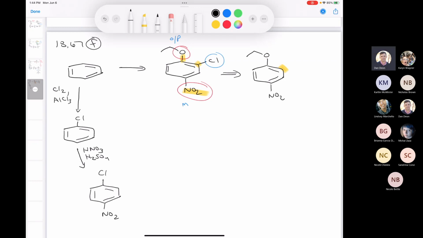What was the requirement? You've got to have a nitro group, something strongly electron withdrawing, and then you've got to have a leaving group, either ortho or para to it. So we're ready. Now, here's the thing.